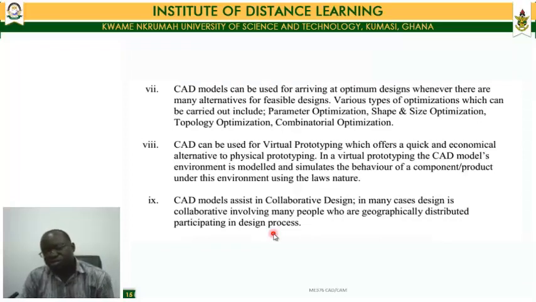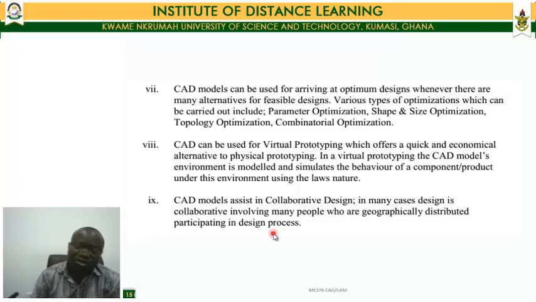You can also use CAD for arriving at what we call optimum designs whenever there are alternative or feasible designs. So you could have various types of optimizations that you can actually do. We have parameter optimization, we have shape and size optimization as well. So you can basically use CAD to do a number of these.